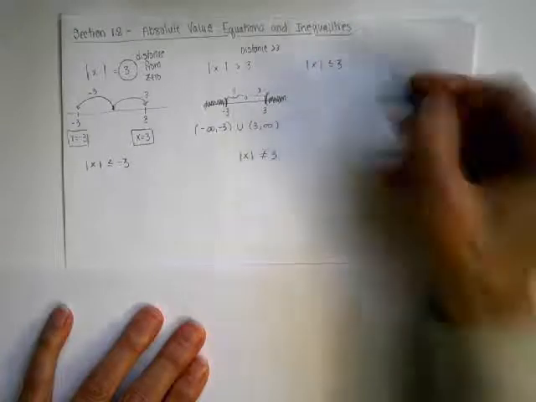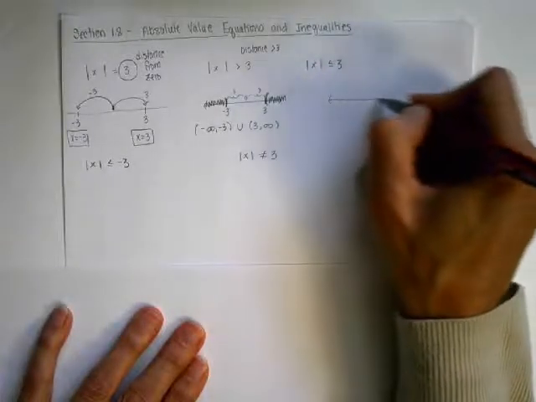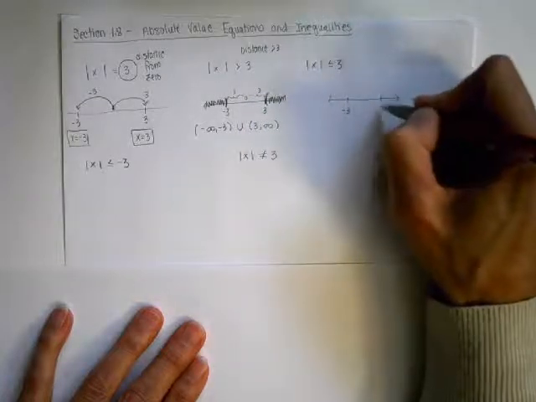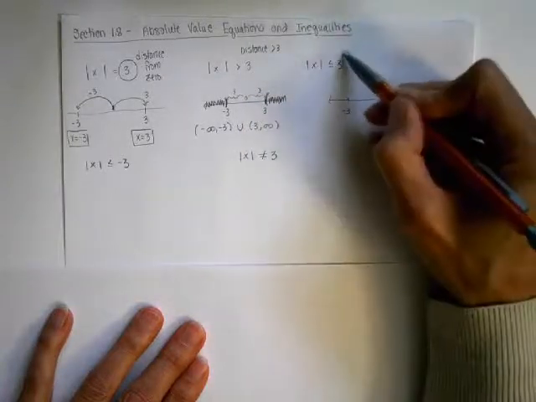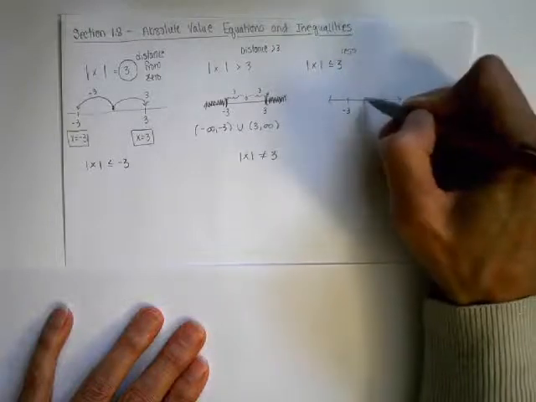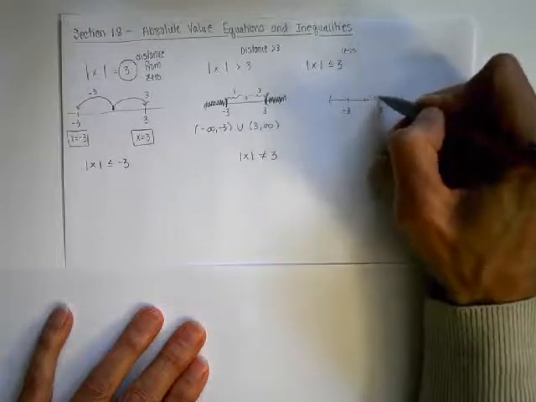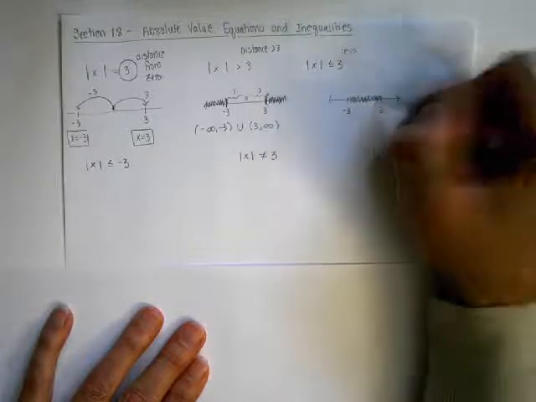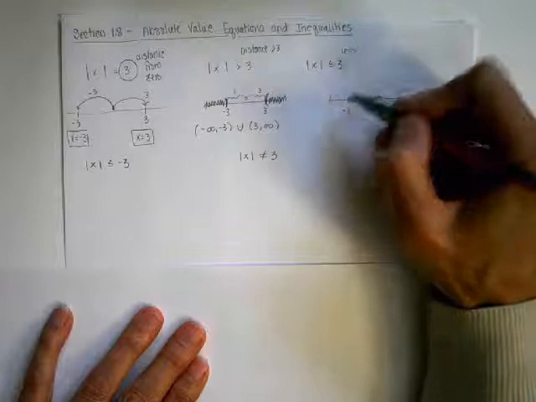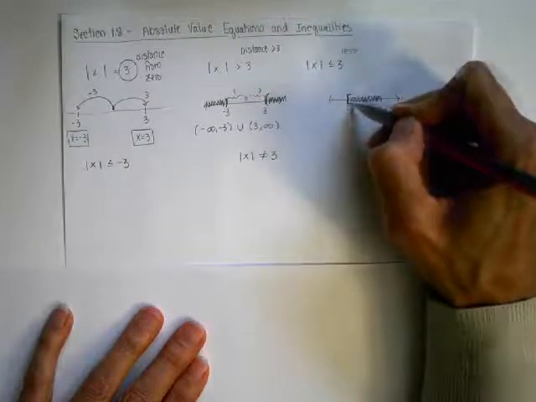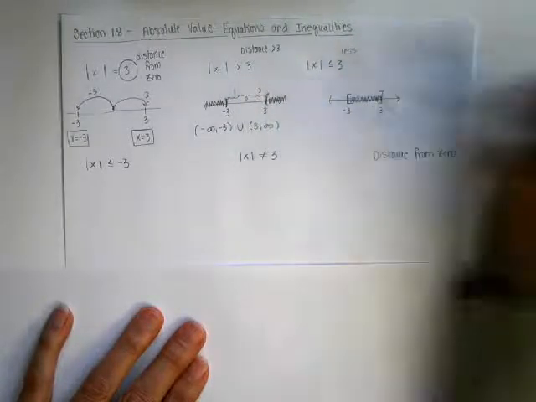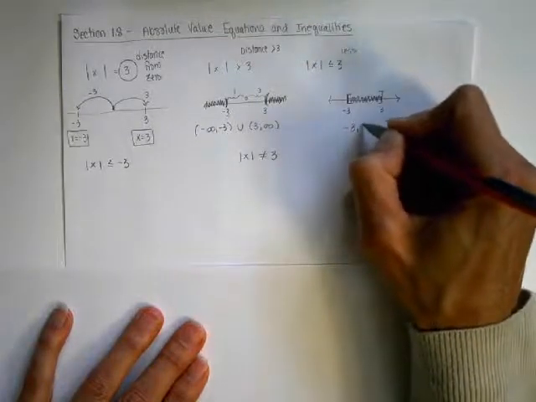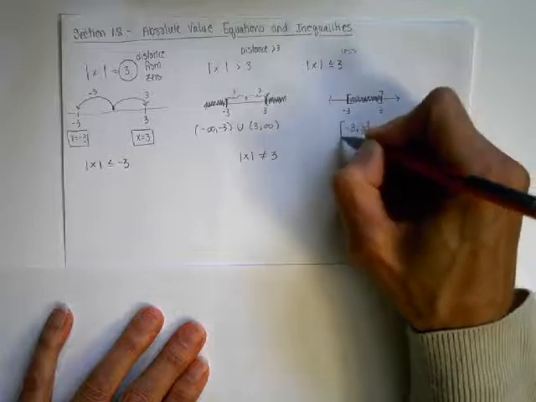For less than or equal to 3, similar idea. The two numbers that make this equal to 3, a distance of 3, are negative 3 and 3. This time we want it to be less than. So if this distance right here is 3 and this distance right here is 3, we're talking about the numbers that are in the middle. Since this problem says less than or equal to, we can also include our boundary points of 3 and negative 3. So the inequality for this one would look like this.